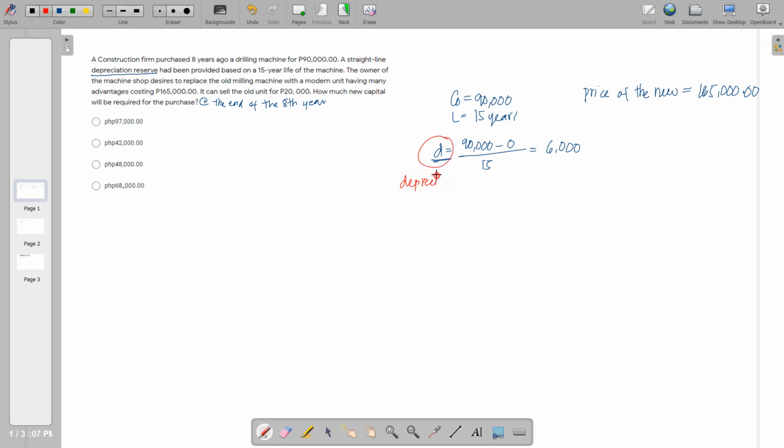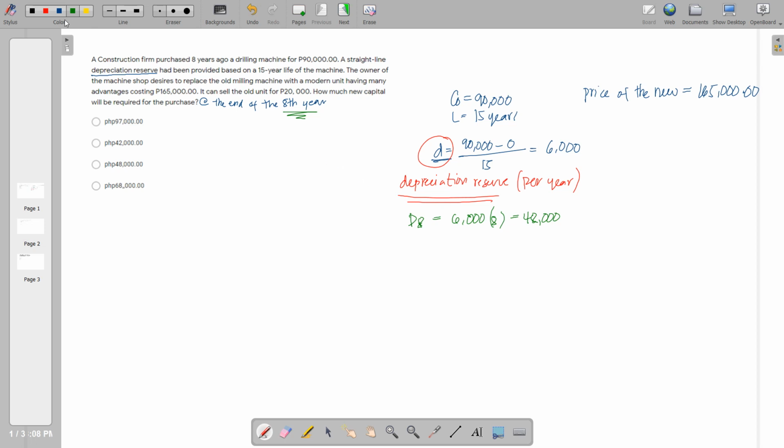Pag sinabing reserve, magagamit mo pa ulit para bumili ng bagong equipment. So, this is per year basis. Ngayon, kapag na-accumulate yan hanggang 8th year, at the end of the 8th year, magkano kakailanganin mong capital? Of course, i-consider mo yung ma-accumulate na depreciation for 8 years. So, this is D times N, ano? D times N. So, that is equal to 48,000.